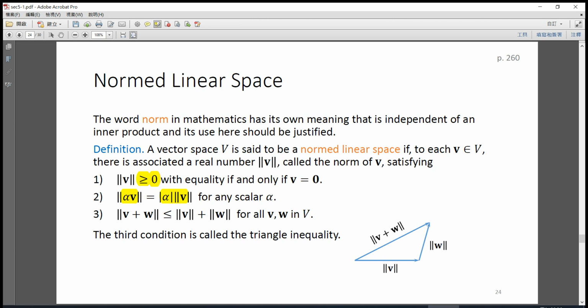Consider the right-hand side figure, where the three edges are the three norms, the norm of v plus w, the norm of v, and the norm of w. The triangle inequality says that the sum of any two edges is greater than or equal to the remaining edge.